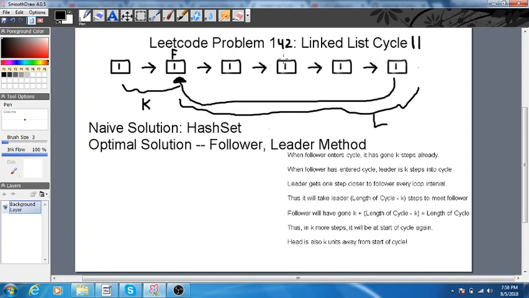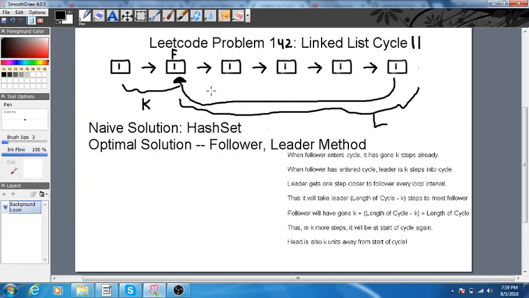Since it'll take the leader the length of the cycle minus k steps to meet the follower again, the follower is also going to move the length of the cycle minus k steps. The follower will have gone a total of the original k steps to get there, plus the length of the cycle minus k. So that means the follower has gone the length of the cycle, L steps, when they meet. And that means in k more steps, it'll be at the start of the cycle.